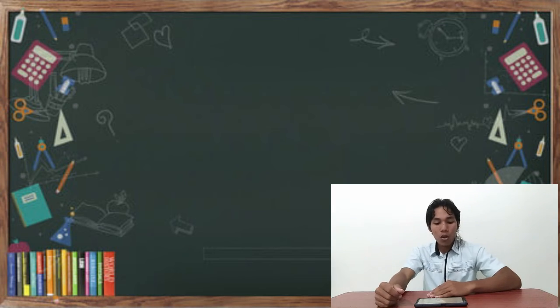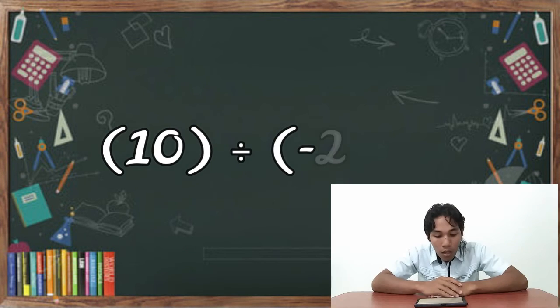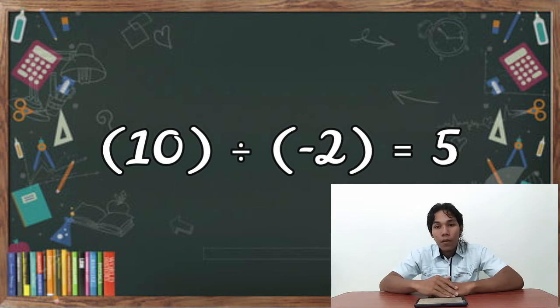And last example is positive 10 divided by negative 2. So they have different signs, so the result will be negative 5. Okay, so we are done with the operations of integers. These operations will help us in our real life.